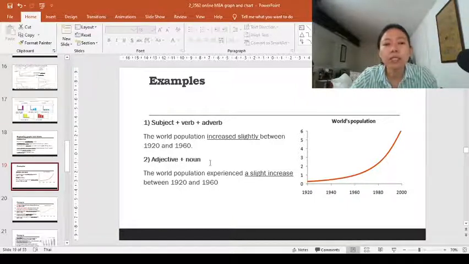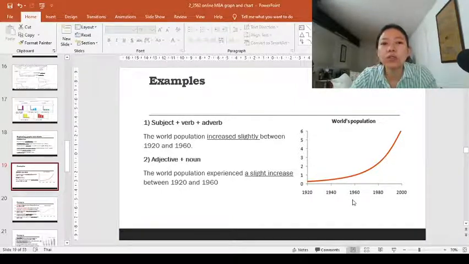And if you would like to use the adjective and noun here, you can use the world population as a subject, and then you find the verb experience, and then you use adjective and noun to describe the movement. The world population experienced a slight increase between 1920 and 1960.